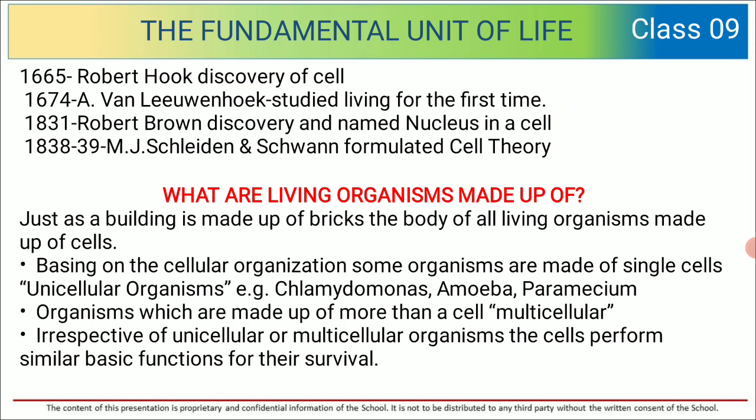Some of the important years and names of the scientists who discovered things related to it. In 1665, Robert Hooke discovered cell. In 1674, Van Leeuwenhoek studied living cells for the first time. In 1831, Robert Brown discovered and named the nucleus in a cell. In 1838-39, Schleiden and Schwann formulated cell theory.